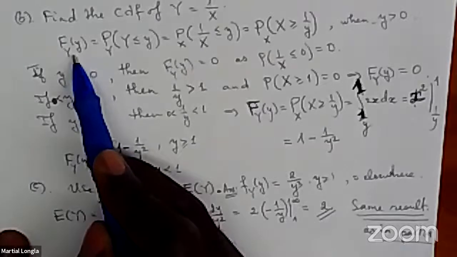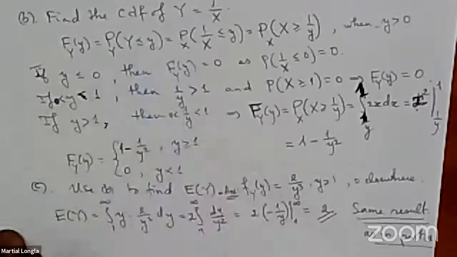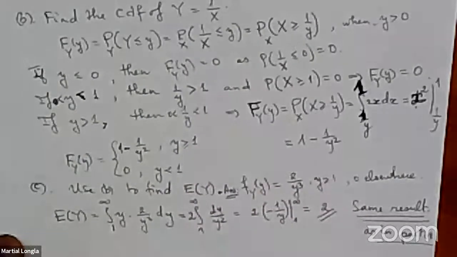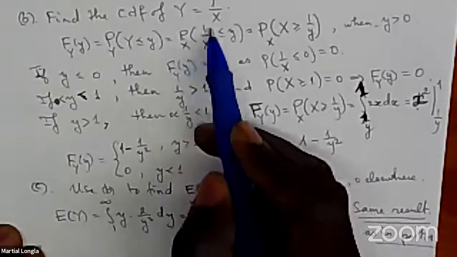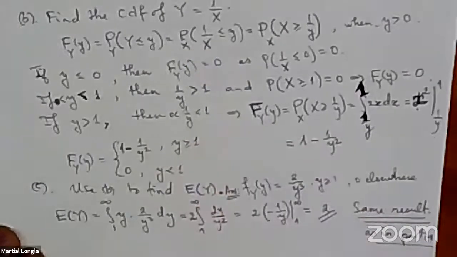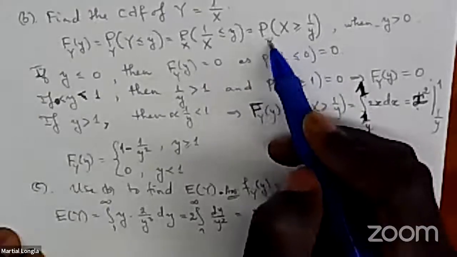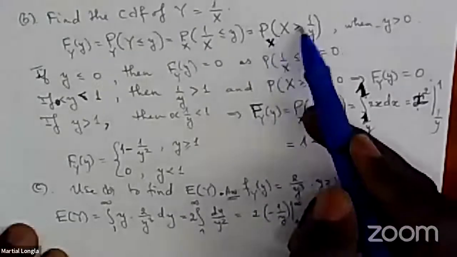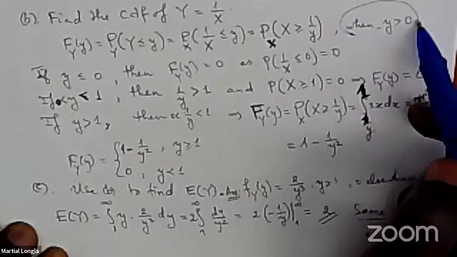The CDF is equal to the probability under Y that Y is less than little y. Now it turns to the random variable x, because y is a function of x: the probability that 1 over x is less than y. And then I want to flip here and say it's the probability on the x, that capital X is larger than or equal to 1 over y. But then I have a problem.